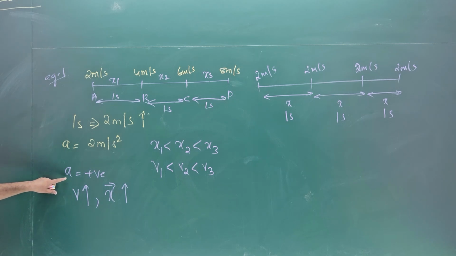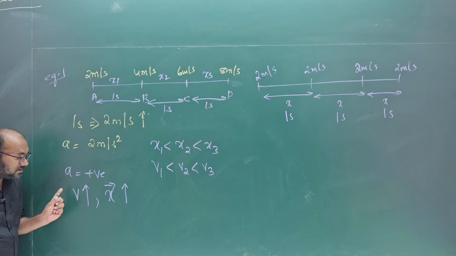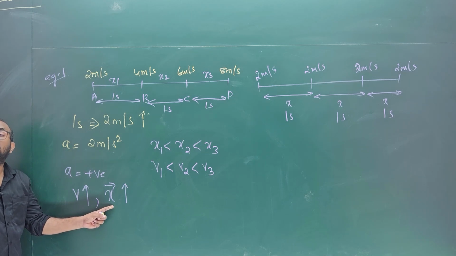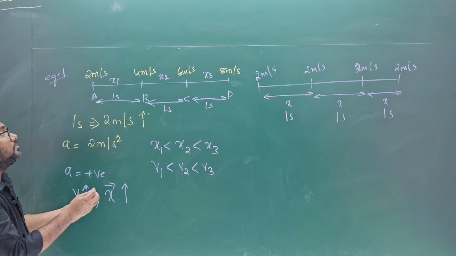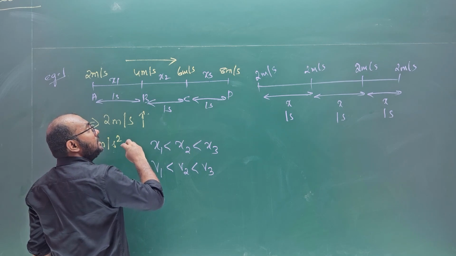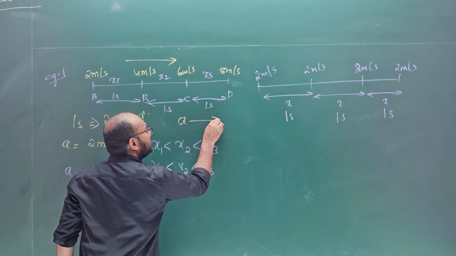Velocity is a vector quantity. Can I say that? Then what will be the direction? Whenever acceleration is positive, velocity is increasing, yes. Displacement is also increasing, yes. But what is the direction of acceleration? In reality, where is the body moving? Body is moving in this direction. Yes or no? Then acceleration direction is also along the direction of motion.